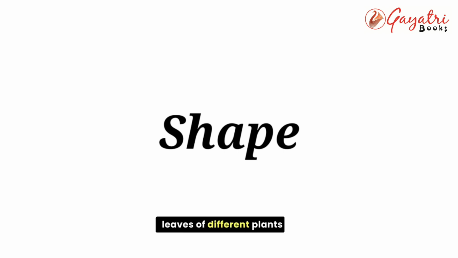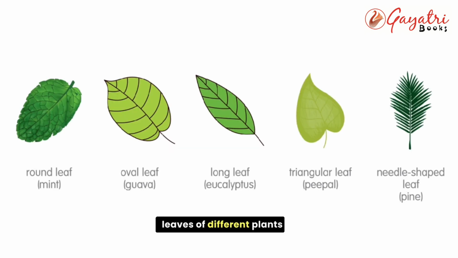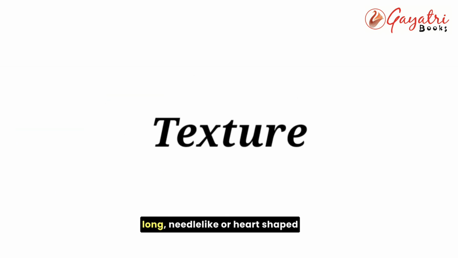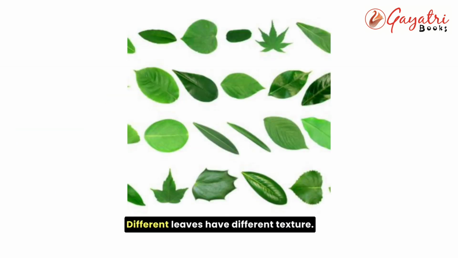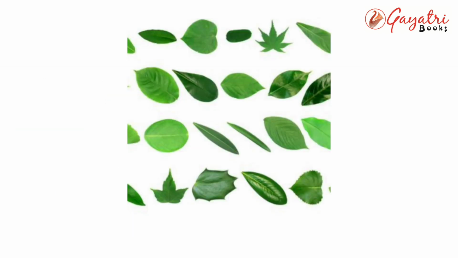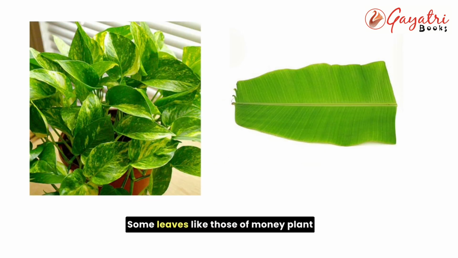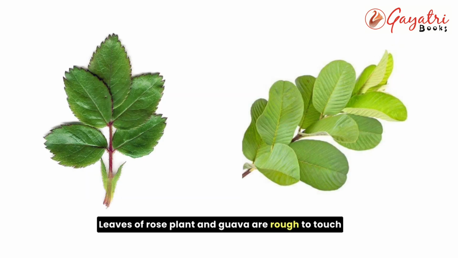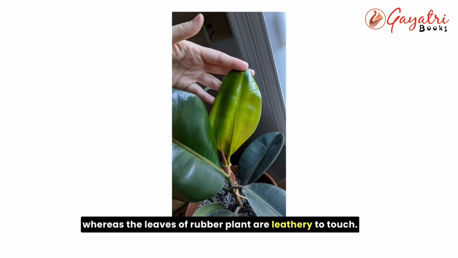Shape. Leaves of different plants are of different shapes. Some leaves may be round, oval, long, needle-like or heart-shaped. Texture. Different leaves have different texture. Some leaves like those of money plant and banana are soft to touch. Leaves of rose plant and guava are rough to touch, whereas the leaves of rubber plant are leathery to touch.